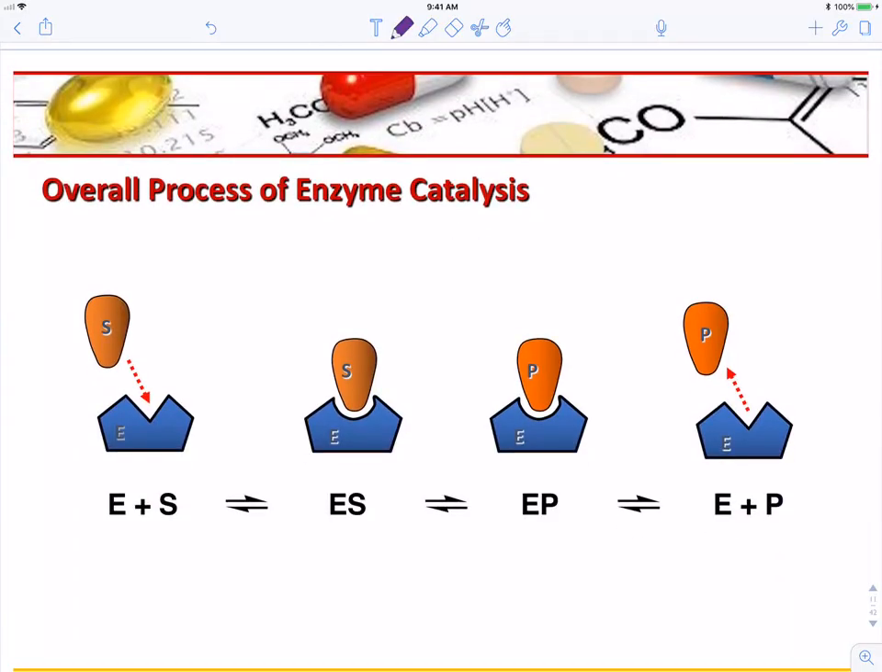So just to summarize, what are the overall steps of enzyme catalysis? We have the enzyme binding a substrate to form the enzyme-substrate complex that gets converted to enzyme-product, and then we have release of product in the last step.